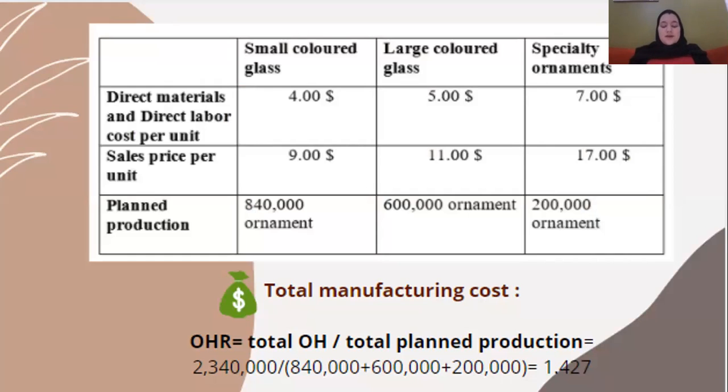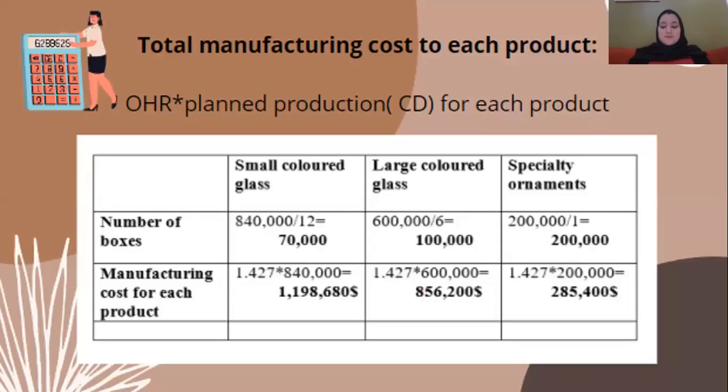To calculate the total manufacturing cost, first of all, we have to calculate the overhead rate by dividing the total overhead by the total planned production, which is the cost driver. And we found it 1.427.